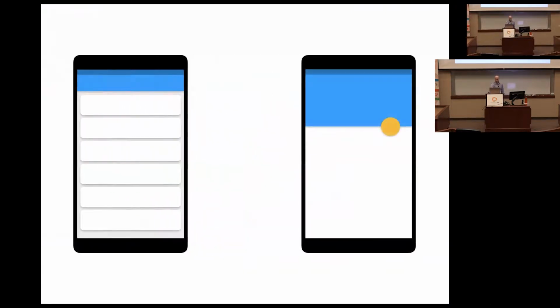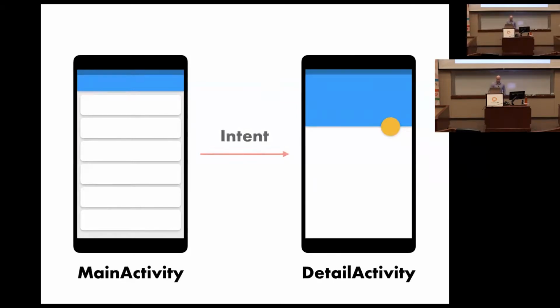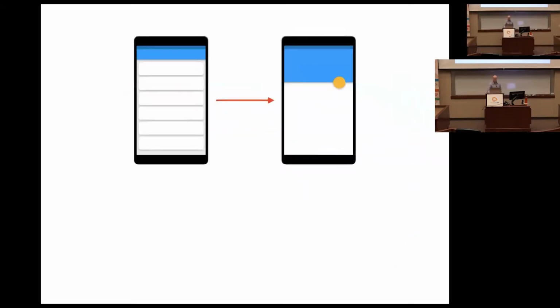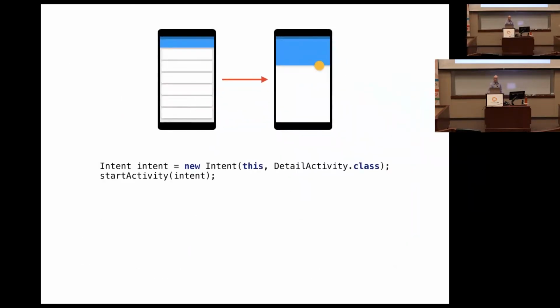Let's say you have your main screen here, a list of items, and tapping on one of those items takes you to a detail screen. Now, in Android, the way we do this is we fire up an intent. Normally you'd say, I want to go to this detail screen, so you build this intent, you say start activity, and everything's fine.